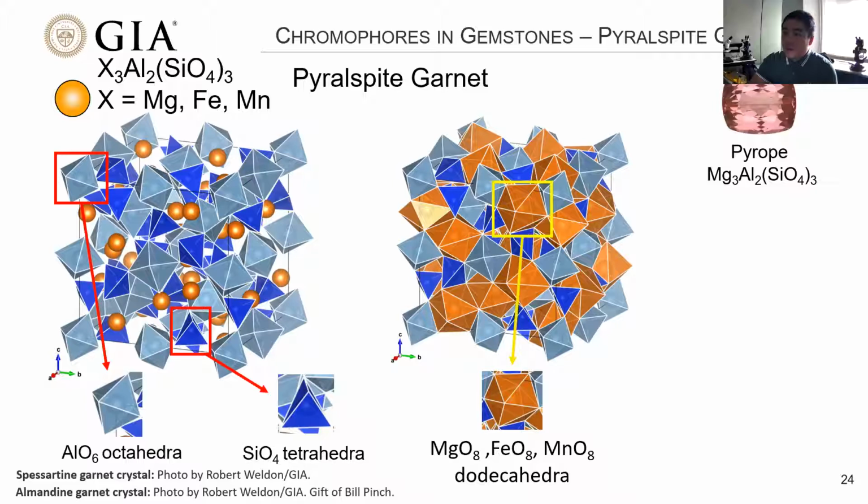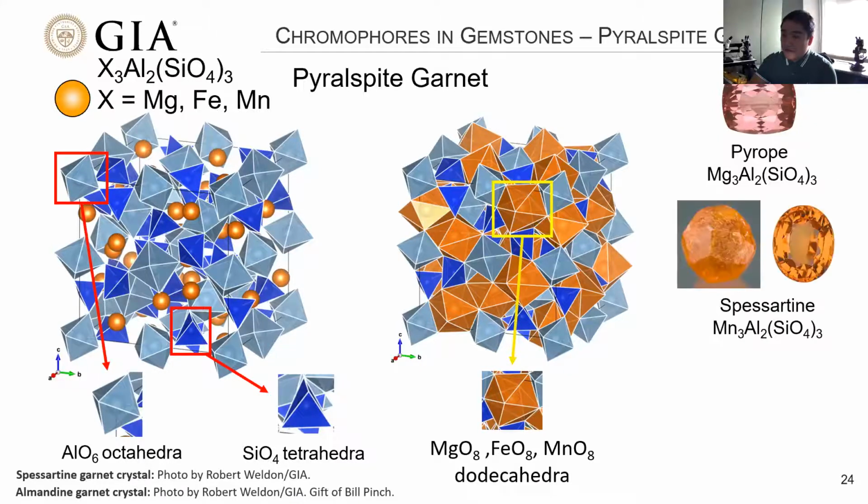When the X-site is occupied by magnesium dominantly, it is called pyrope. Pure pyrope is colorless. Natural pyrope has a light pink color caused by iron 2+. When the X-site is occupied by manganese dominantly, it is called spessartine. Pure spessartine is orange, colored by manganese 2+.